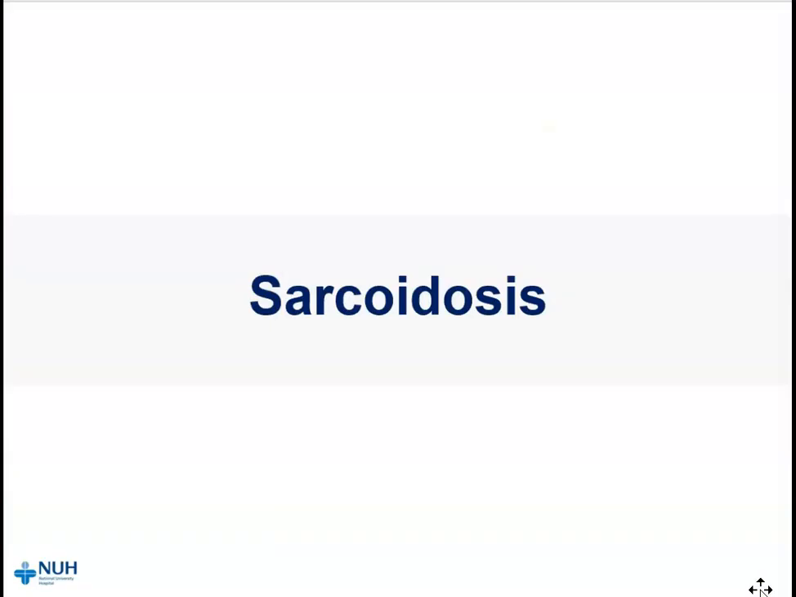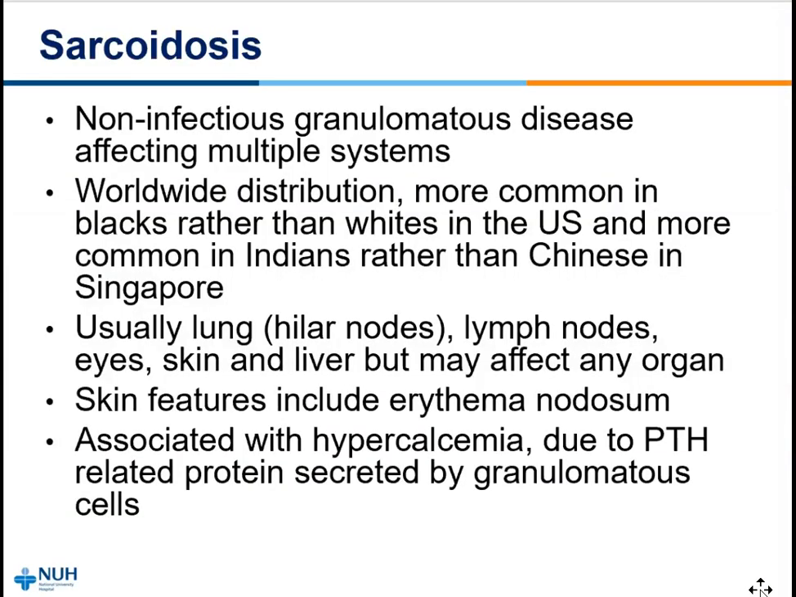Next, we consider sarcoidosis, a non-caseating granulomatous disease. This is a non-infective granulomatous disease that involves multiple organ systems. It has a global distribution, being more common in blacks than whites, more common in Indians than Chinese in the Singapore population. Apart from the lung, which is a common site of involvement, other sites include lymph nodes, eyes, skin, and liver, but any organ can be affected.